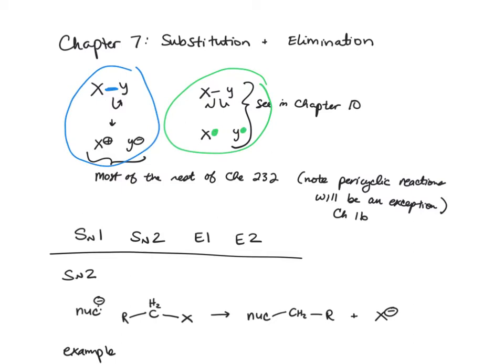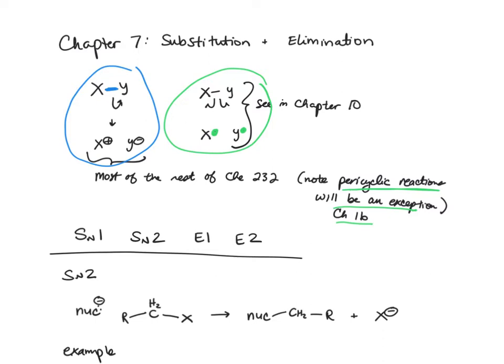Most of the rest of Organic 2 is going to involve these 2 types of reactions, heavily based on homolytic cleavage, except for pericyclic reactions, which will be an exception in Chapter 16.